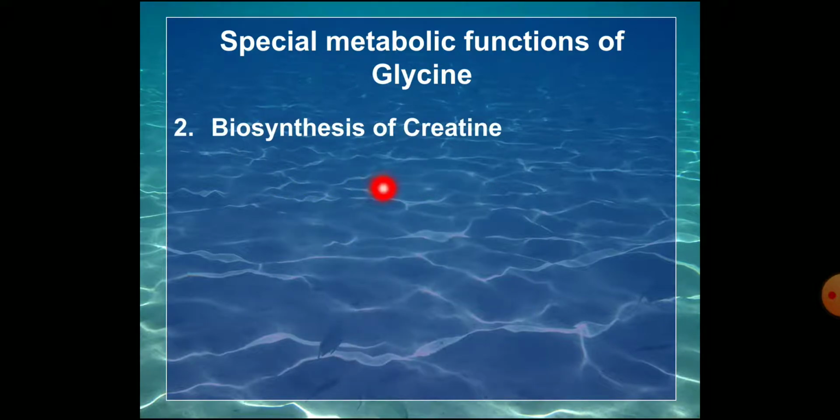Second one is biosynthesis of creatine. So you know what is creatine. You have studied the organic constituents of urine. One of the important organic constituents of the urine is creatinine, and it is the anhydride of creatine. So creatinine is formed from the creatine, which is present in the muscle as creatine phosphate.